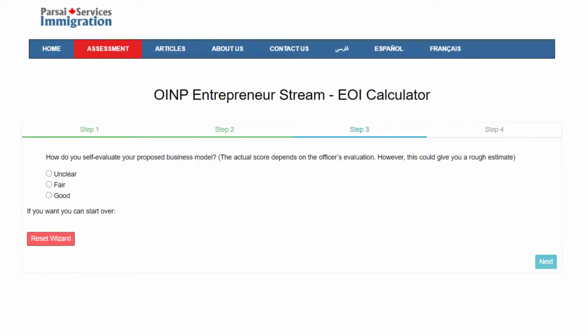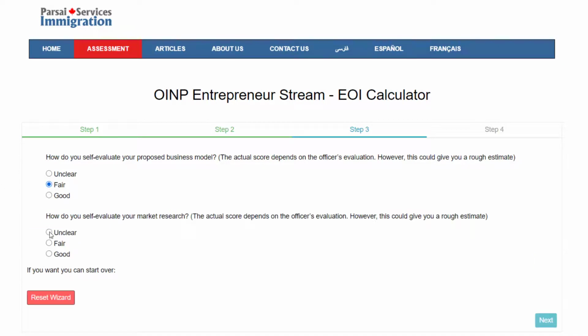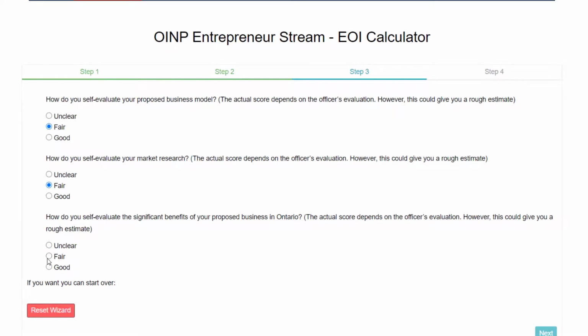Here it wants me to self-evaluate my business concept. Obviously, it is up to the officer to make that decision, but at least it shows us how confident you are in your business concept. So you click, for example, let's say I click fair for all of them. So I just pick mid-range.